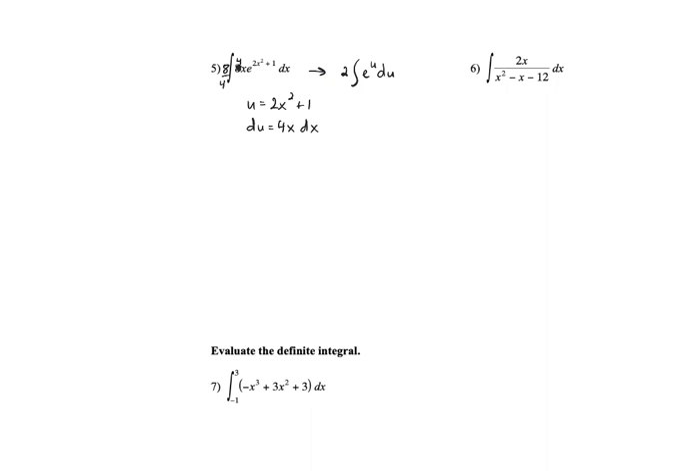And then the rule that applies there is the antiderivative of e to the u is just e to the u. So this is 2 times e to the u, which equals 2 times e to the 2x squared plus 1 plus c.